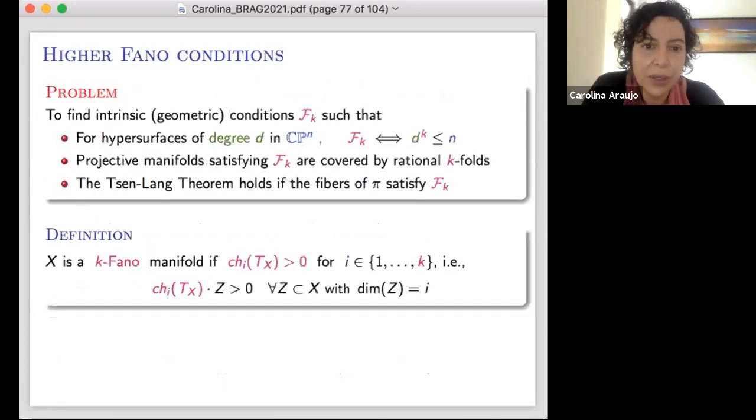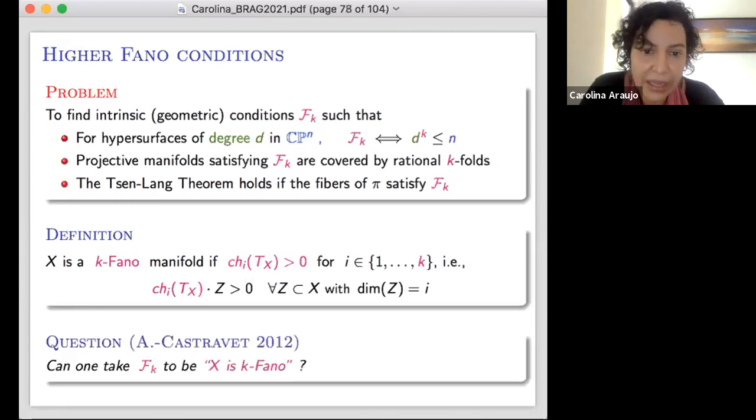So here, this is the definition of a k-Fano that I introduced today. All the Chern characters of the tangent bundle, for i equals 1 to k, are all positive. And we've been asking whether one can take Fk to be X is k-Fano.